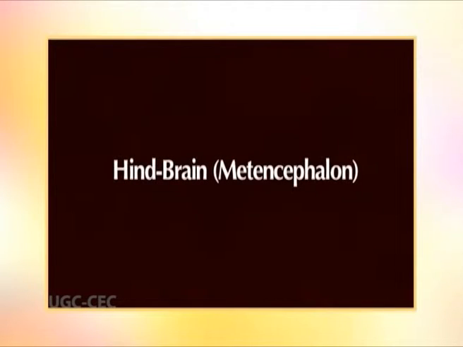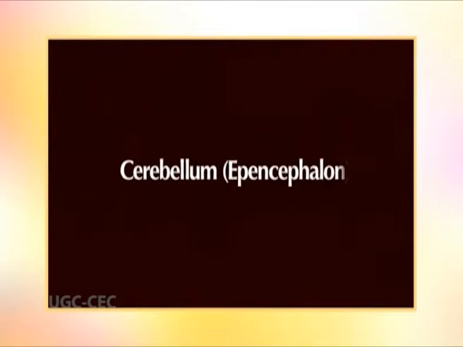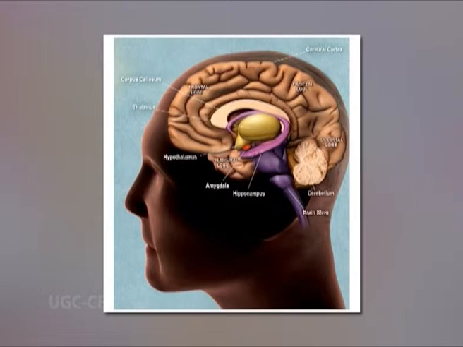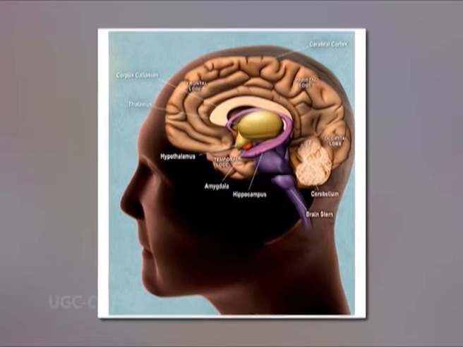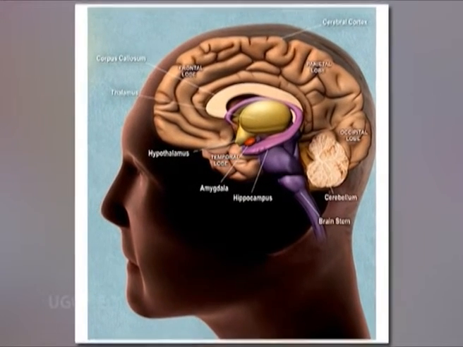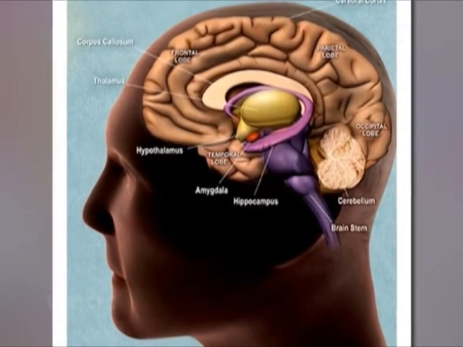Finally moving on to the hindbrain, that's also known as metencephalon. Hindbrain is composed of 3 parts. First is the cerebellum, that's also known as epencephalon. It's the second largest part of the brain, which lies behind the cerebrum and above the medulla oblongata.